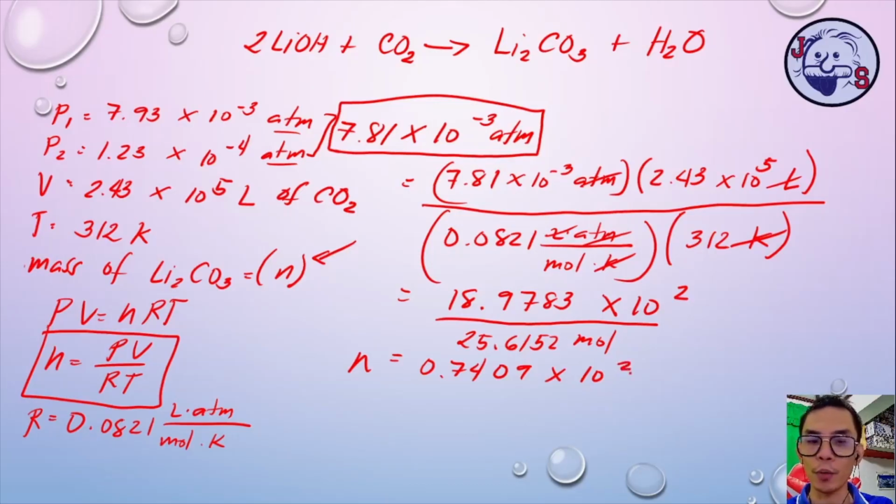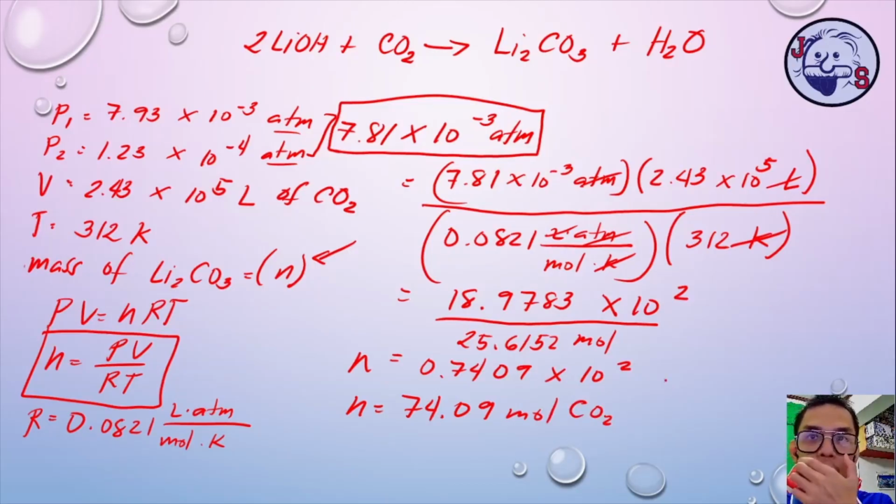If you were going to arrange that one, 0.7409 times 10 to the 2 will be 74.09 mole. That is for your carbon dioxide.